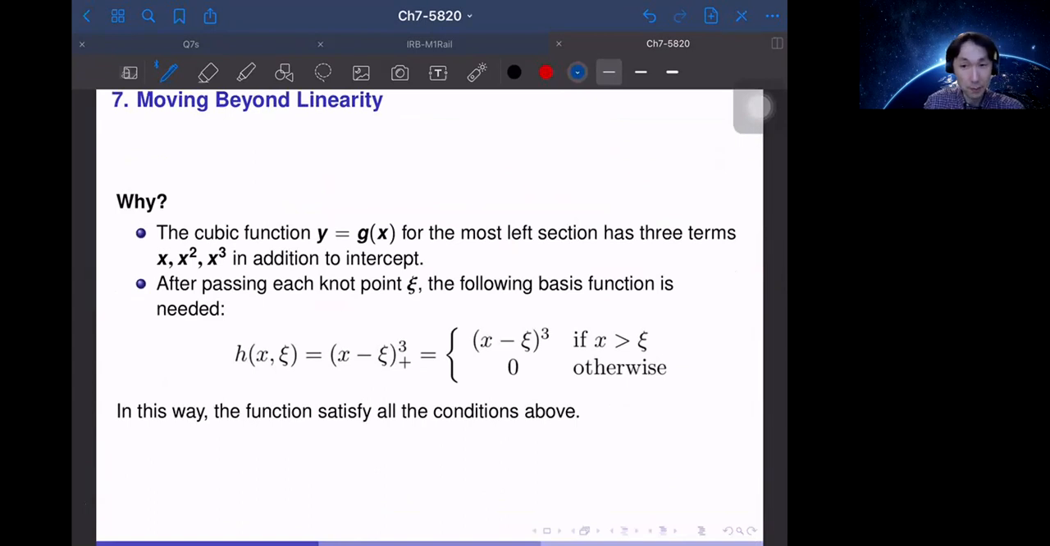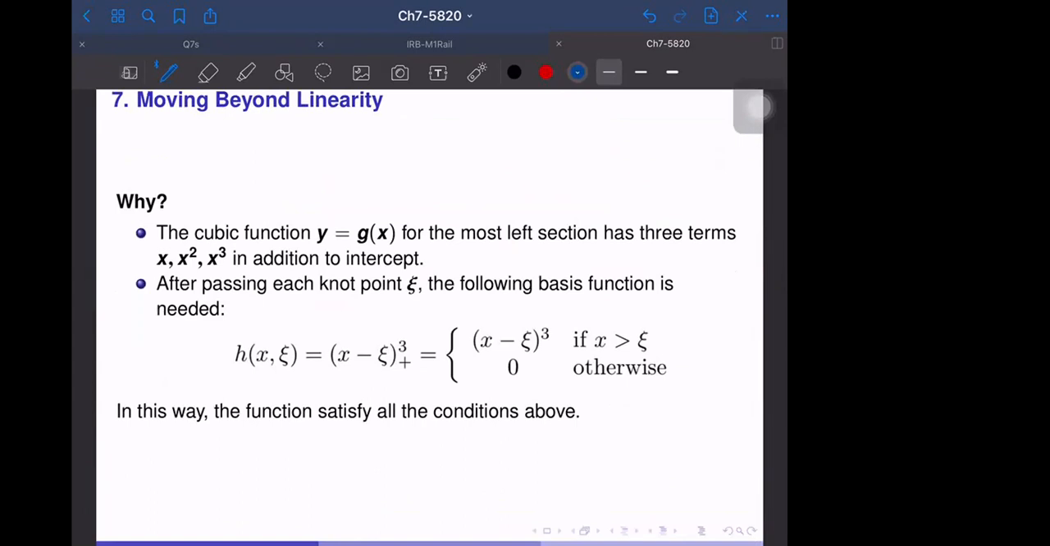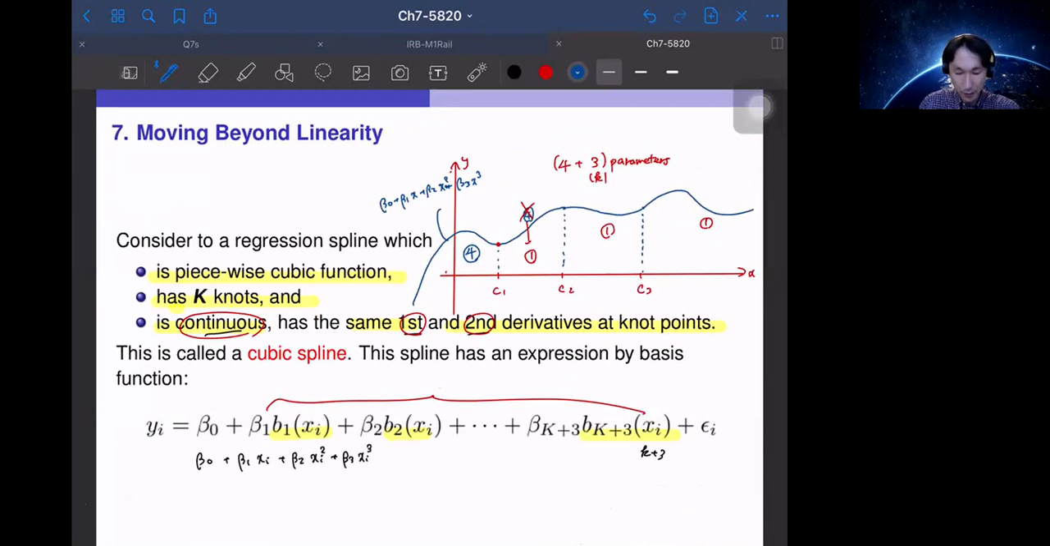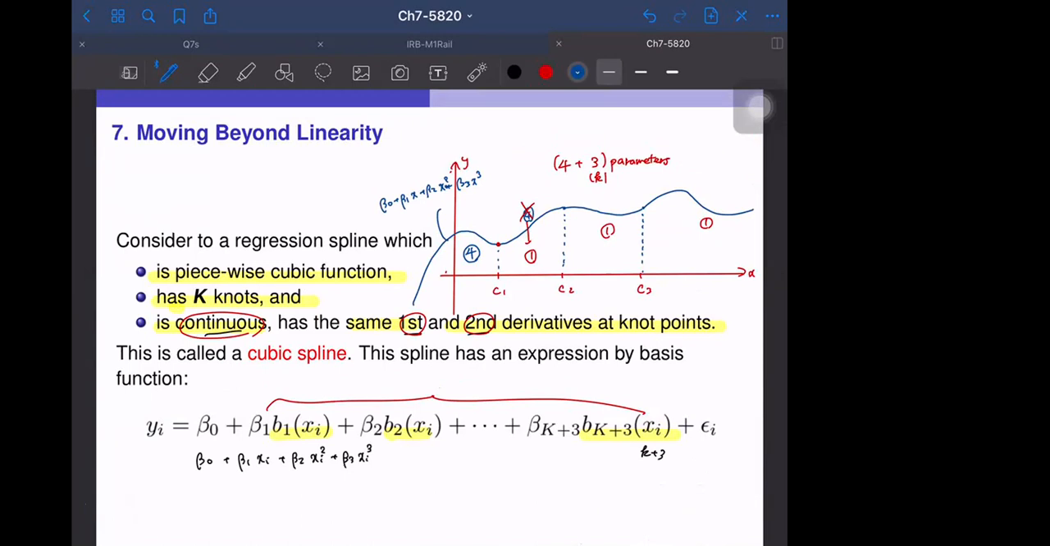Sorry, Professor. For cubic function, we have k plus 3 or k plus 4 parameters? K plus 4 parameters. So k plus 3 basis functions plus intercept. Okay, thanks.